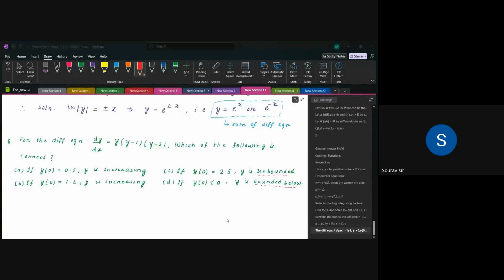Which option is correct? Can anyone tell me if you understand what I mean when I say that y is unbounded or y is bounded below? What might these two terms mean? Can anyone tell me? Unbounded means it can tend to both minus infinity or plus infinity, and bounded below means the bound is only below and it can tend to plus infinity as well.